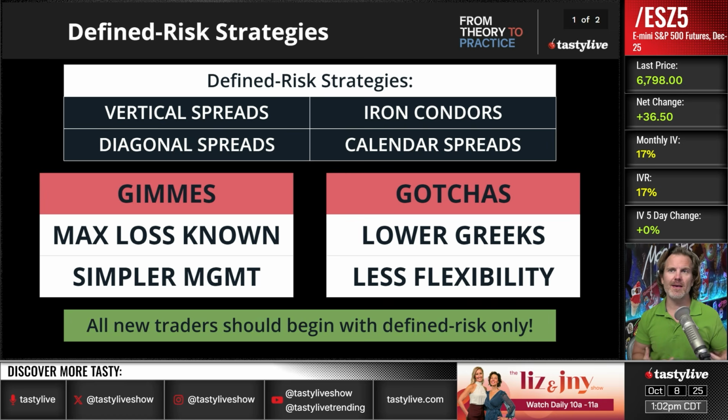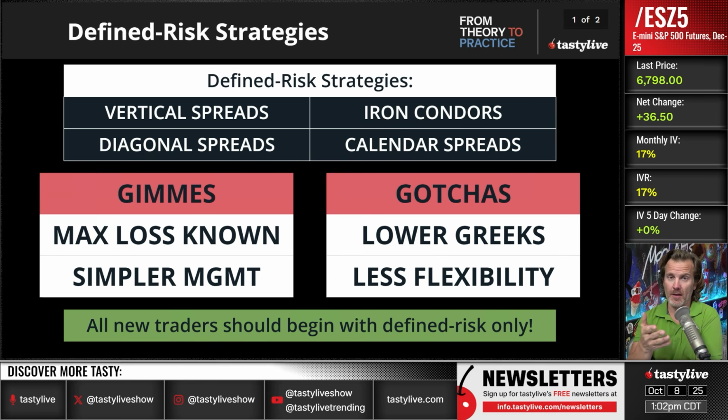Another gimme is that the management with a defined risk strategy is arguably simpler than it is with an undefined risk strategy, which again, we're going to look at tomorrow. So simpler management is a gimme. Now, surprisingly, or maybe not so surprisingly, it also ends up on the gotcha side as potentially being a gotcha, but we'll get to that here in just a second. Maximum loss is known. The management is simpler.